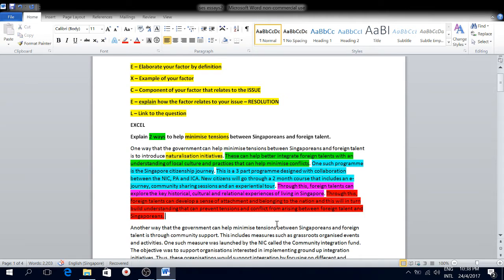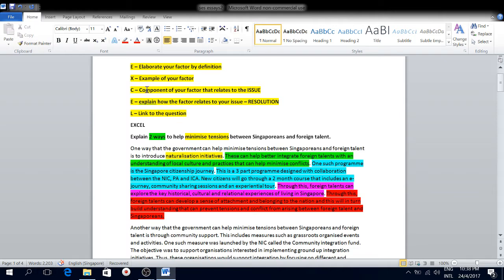So can you see here how the essay flows? Okay, I need the factor. I need the factor by definition. Better integrate foreign talent with understanding of cultural practices. I need the example of the factor, naturalization program, 3-part program between NICPA and ICA. Of course, you must list this down in the exam.